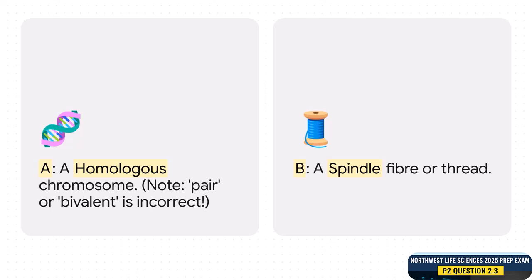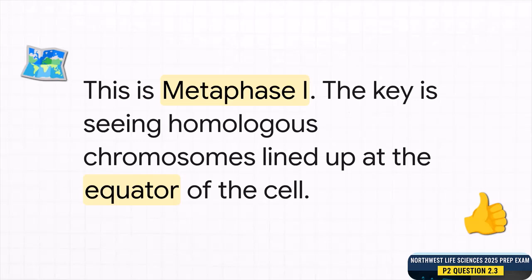Structure A, that's a homologous chromosome. Now listen up, this is a super important exam tip. The memo is really, really specific. If you write pair or bivalent, you will not get the mark. Seriously. So homologous chromosome it is, and for B, that's your spindle fiber or spindle thread. See? In biology, the exact words matter a lot.